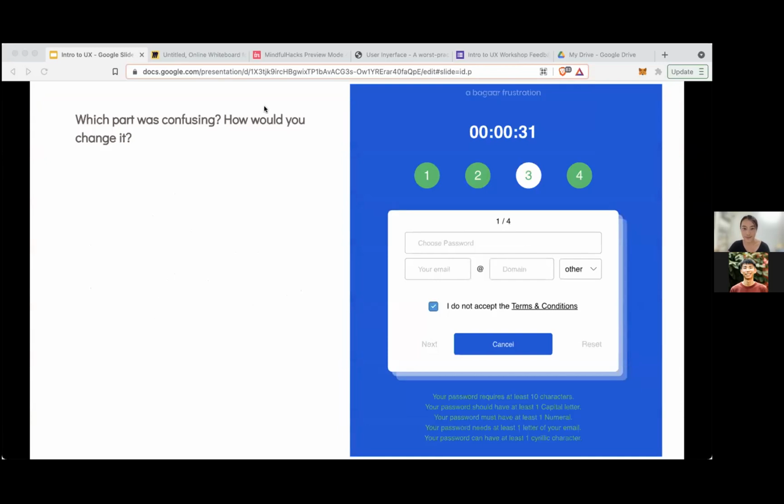Okay. So next is this. It is a screen for you to put in your email and password. So for this screen, how would you change it, and which part was confusing? And you can tell me the answer on Slido as well, like which part frustrated you the most.